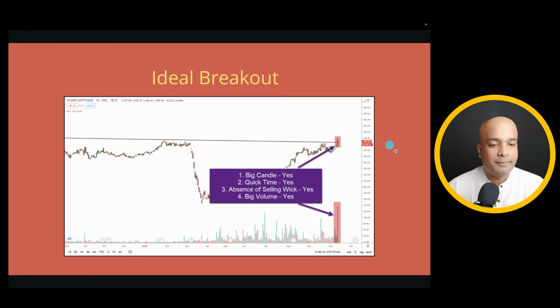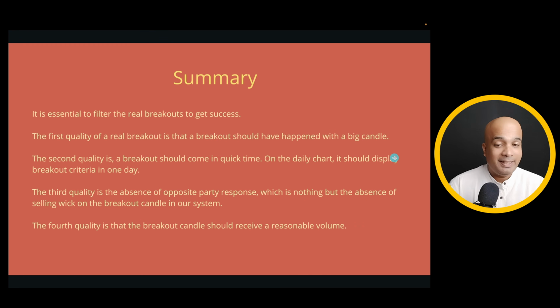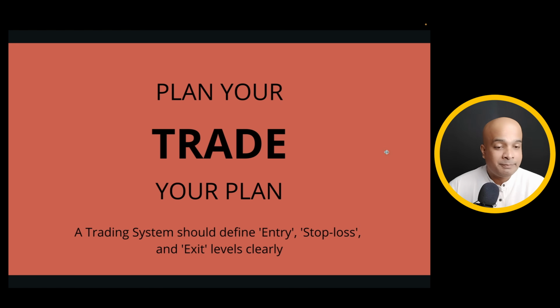Okay, so to put it in a summary, it is essential to filter the real breakouts to get success. The first quality of a real breakout is that it should happen with a big candle. The second quality is that the breakout should come in quick time; on daily charts, it should display breakout criteria in one day. The third quality is the absence of opposite party response, which is nothing but absence of selling. The fourth quality is that the breakout candle should receive a good, reasonable amount of volume. So this is the summary.